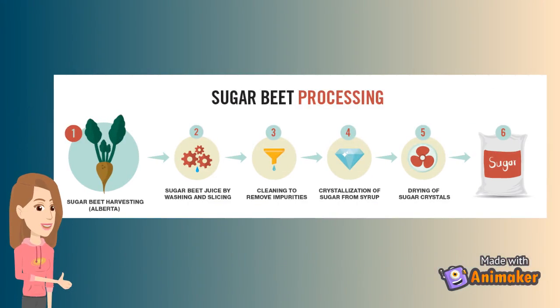Sugar beet processing involves 6 steps. First, the sugar beets are harvested from the farm. Second, the sugar beets are washed and sliced to extract the juice and separate it from the plant material. Third, the juice is cleaned to remove impurities and extra color to produce the sugar syrup. Then, they are crystallized. Finally, the crystallized sugar is dried and packed for distribution.